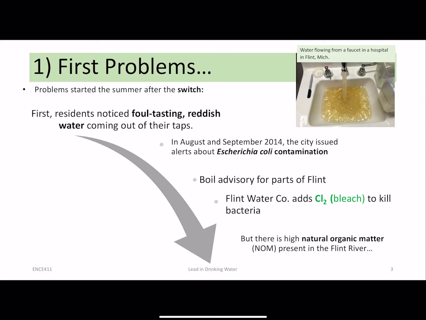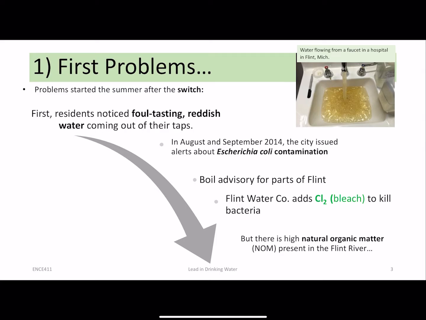But they had another problem, that the Flint River water quality was very bad. I don't know if you watched one of the videos posted. There was a lady saying that you could find cars in the river, like they used the river as a trash can or something. So they had a lot of garbage in the river, and this means a high natural organic matter concentration in the water.